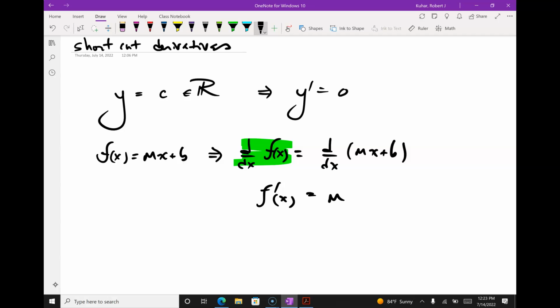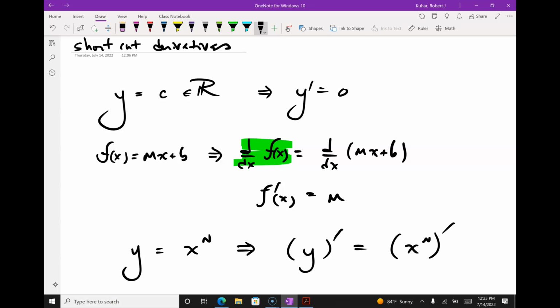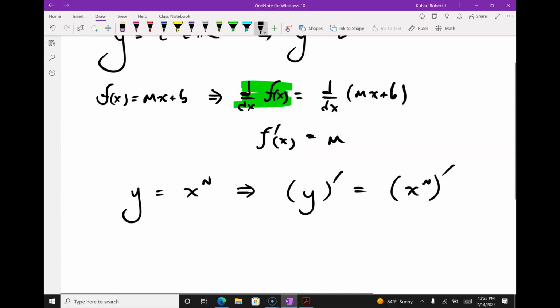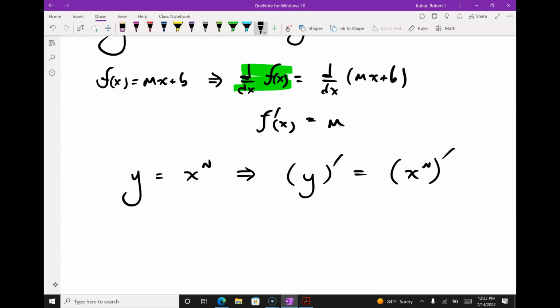If I tell you that I have y equals x to the n, and I want to take a derivative, the other way to say take a derivative is to use the prime symbol. What do I get on the left? Y prime. And on the right, n times x to the n minus 1.